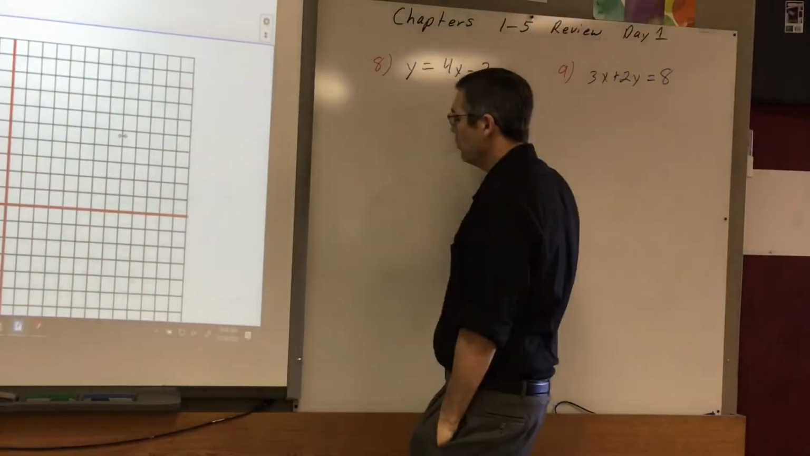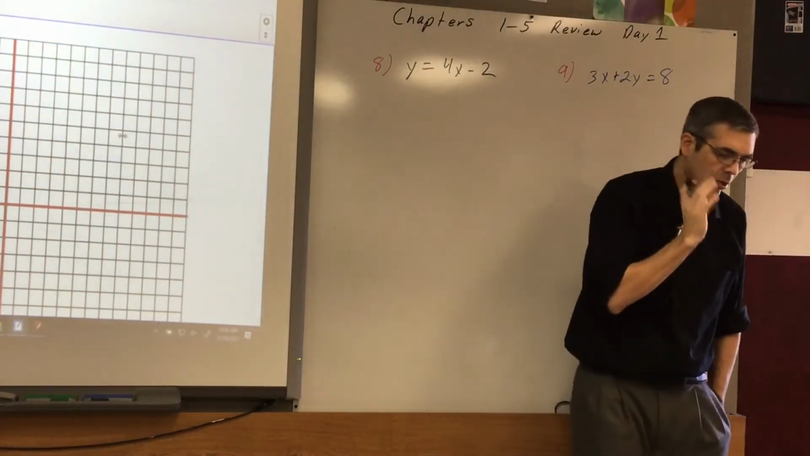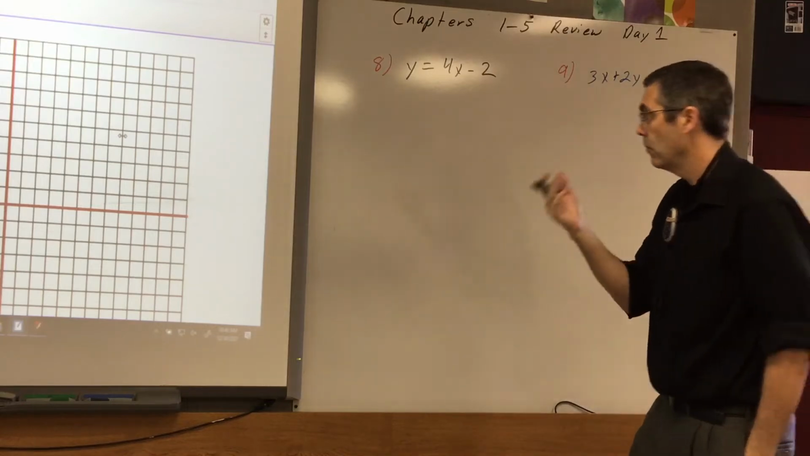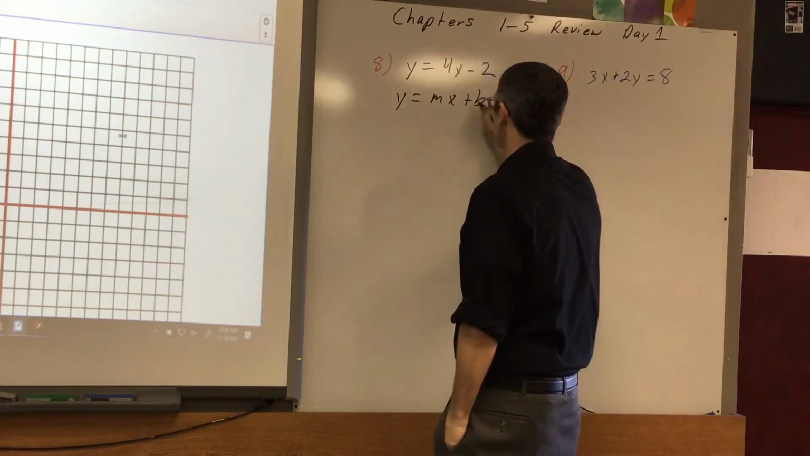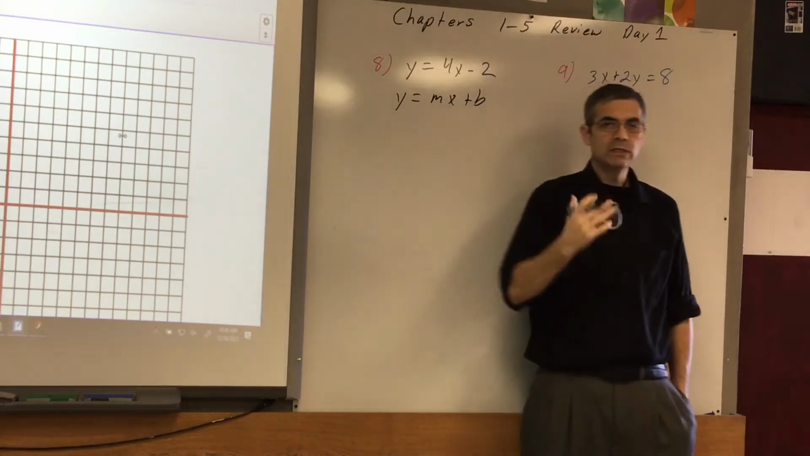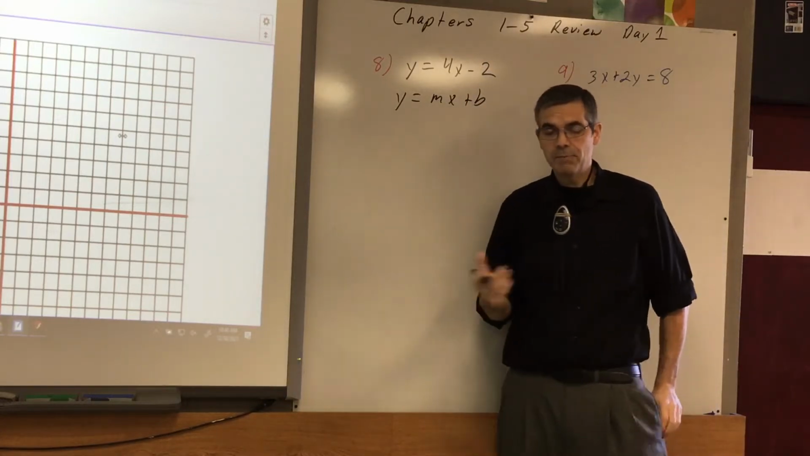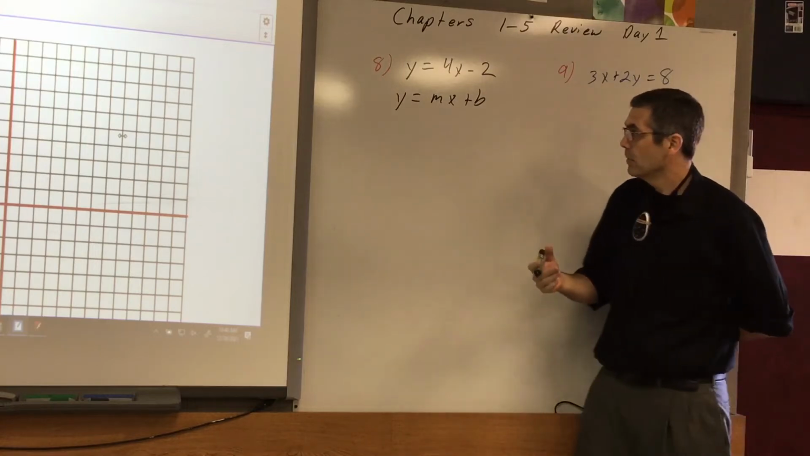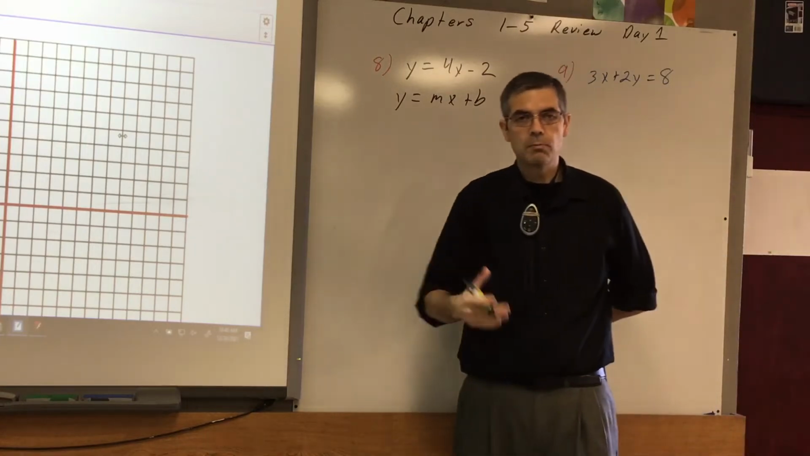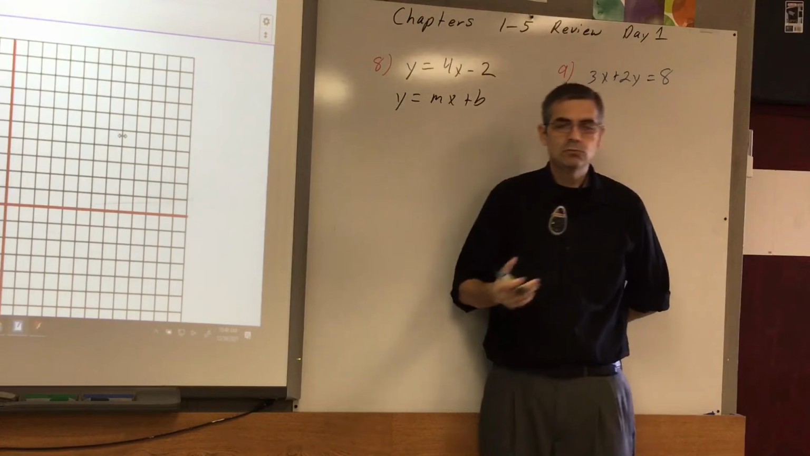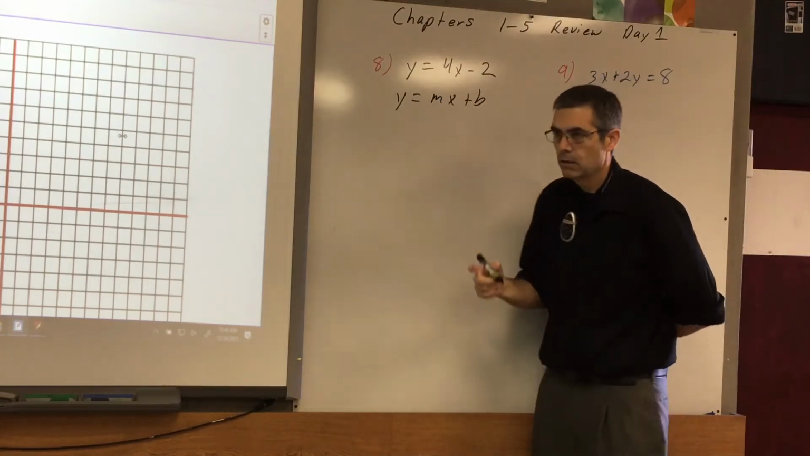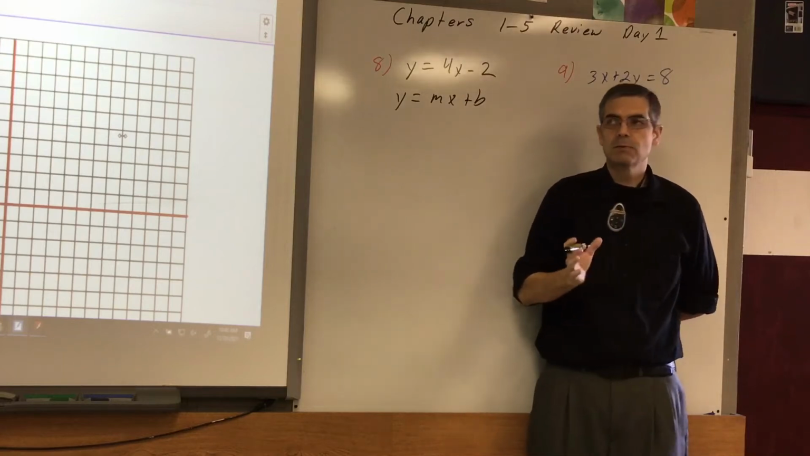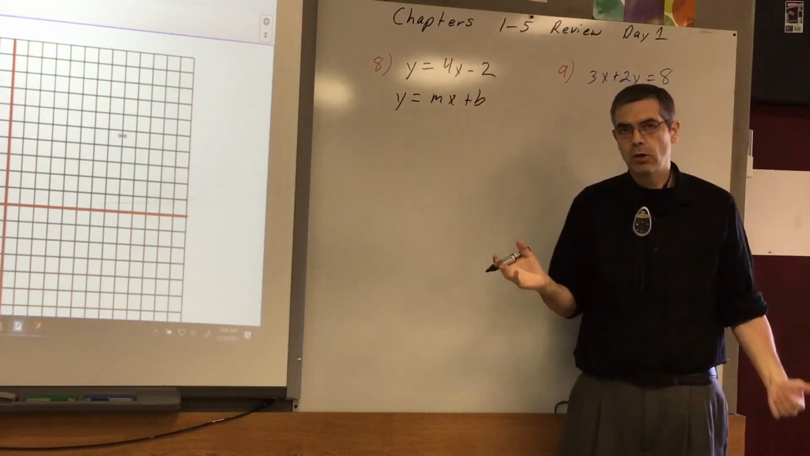Right here, this one we want to graph using slope-intercept form. Well, slope-intercept form is y equals mx plus b. In order to do this, you need to know what the m is and the b is. Let's start with the m. m is your slope. It's your rate of change. It's how much you rise over your run. So this right here tells me how my line actually goes.